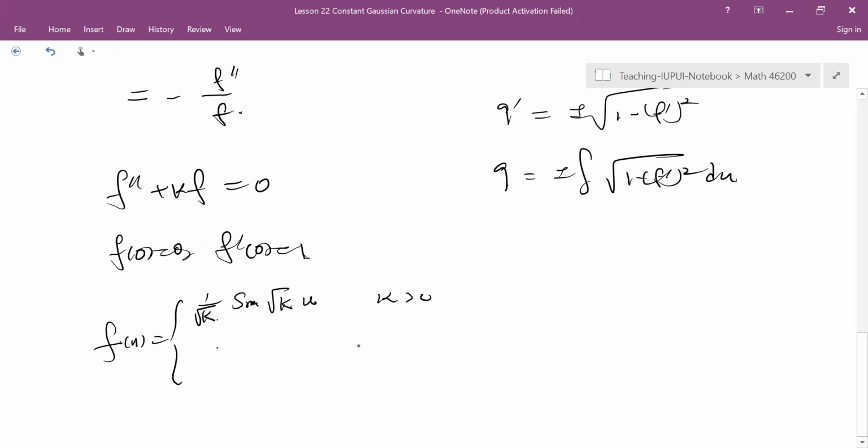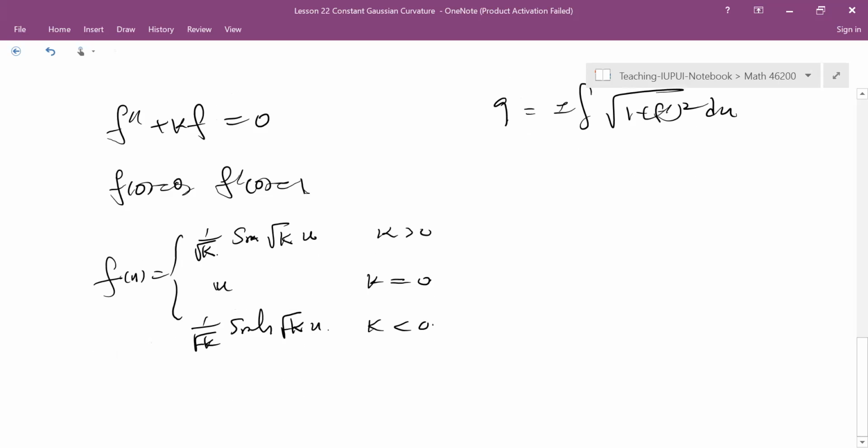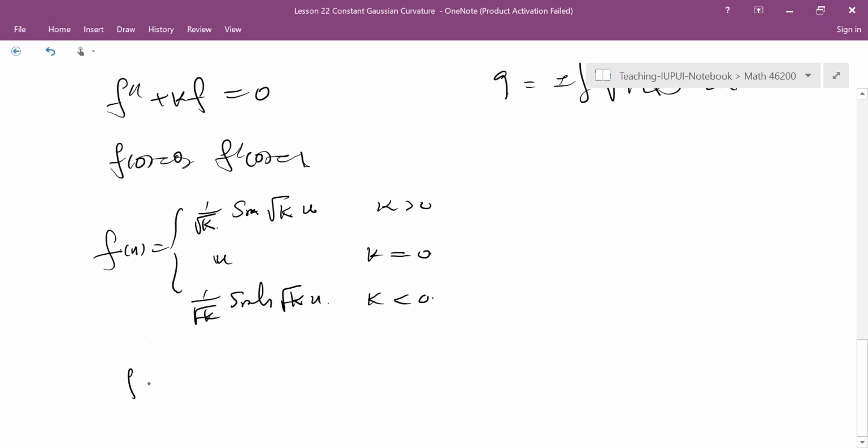This will be just u when k equals 0, and this will be hyperbolic sine of square root of negative k times u, if k is negative. Okay, so you can double check that. When you double check f double prime of u, check.